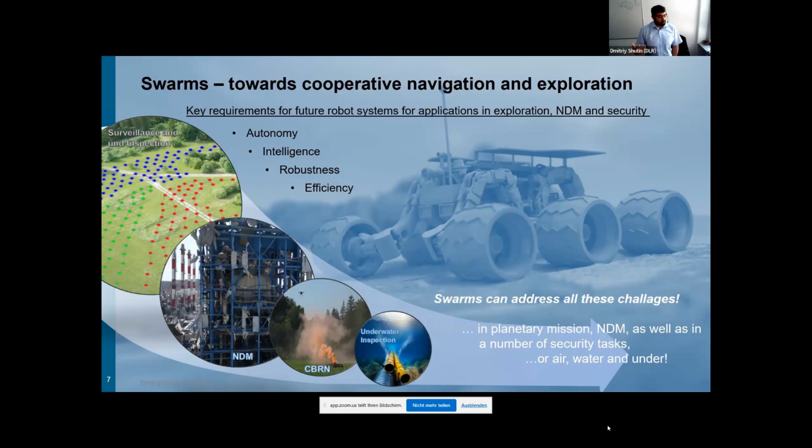We want it to be robust. We also want to have efficiency, particularly if we're talking about natural disaster management scenarios. And Swarm is one of the tools that can address these challenges, no matter whether we talk about planets, response to a catastrophe, or security application.